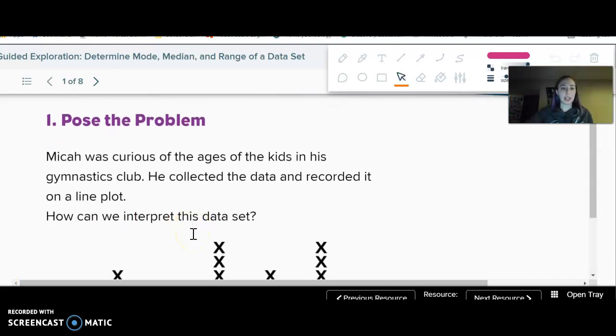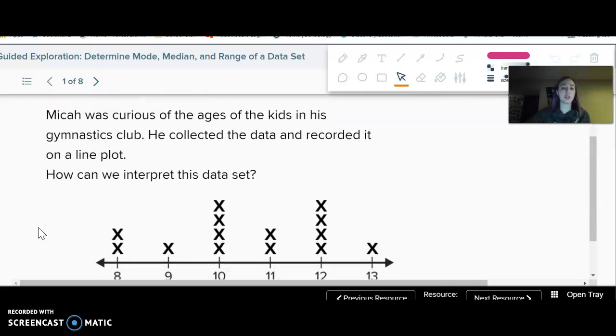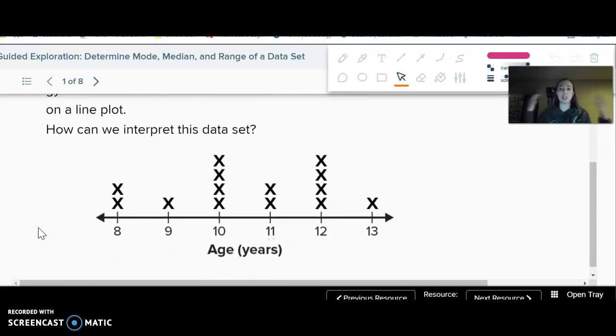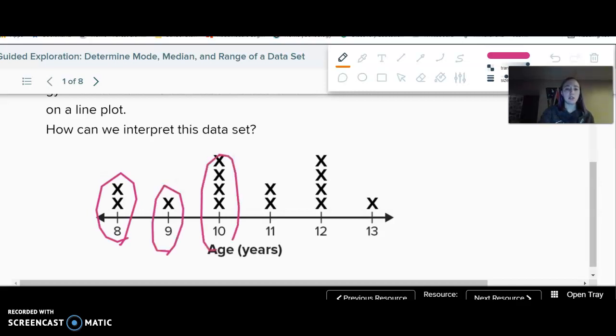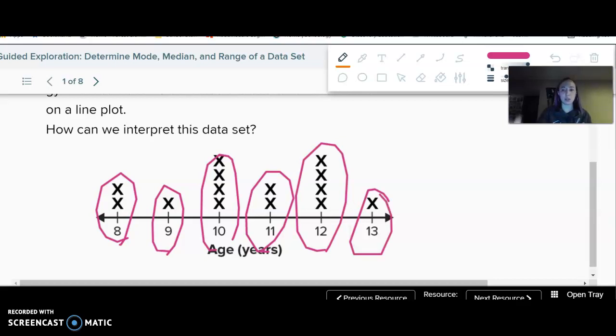The problem we'll look at to begin with. Micah was curious of the ages of the kids in his gymnastics club. He collected the data and recorded it on a line plot. How can we interpret this data set? So ages is something we could put on a line plot. We can see, okay, there's 2 kids that were 8, 1 kid that was 9, 4 10-year-olds, 2 11-year-olds, 4 12-year-olds, and 1 13-year-old, right? That's what the line plot means.